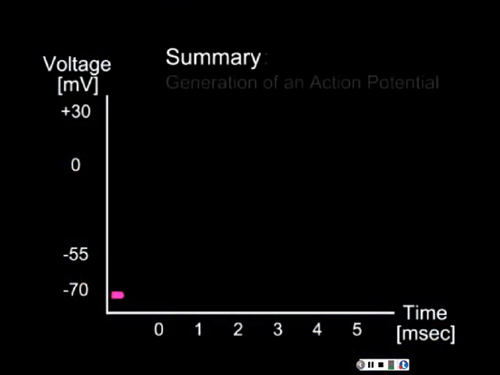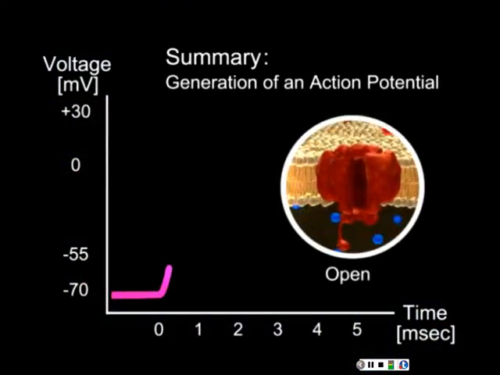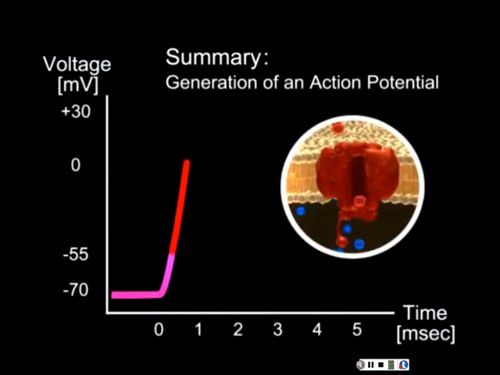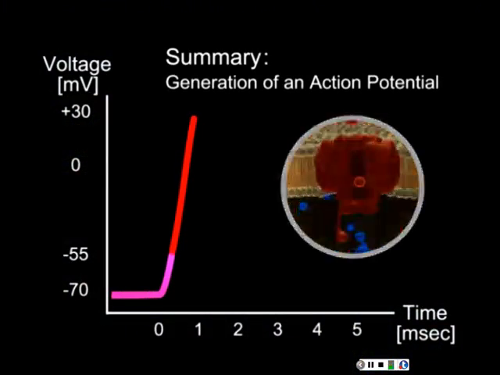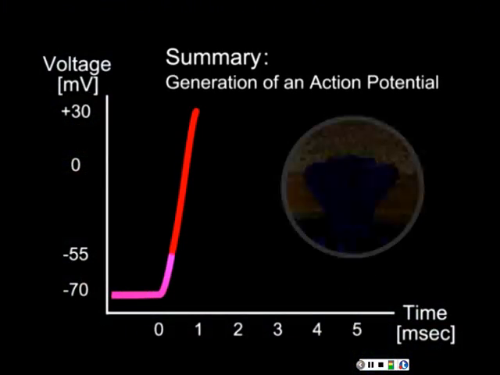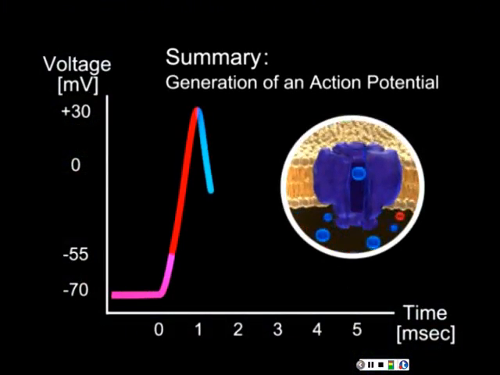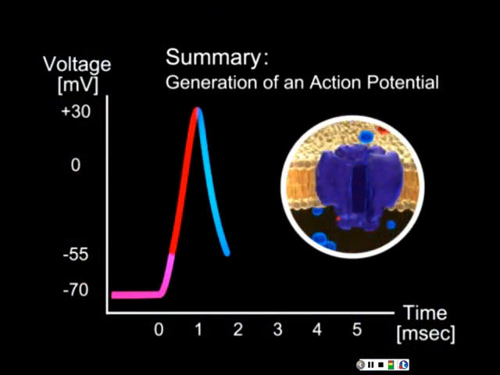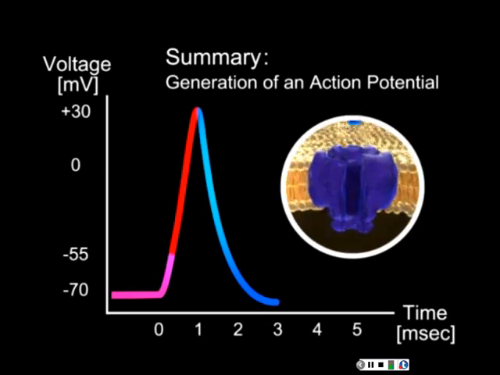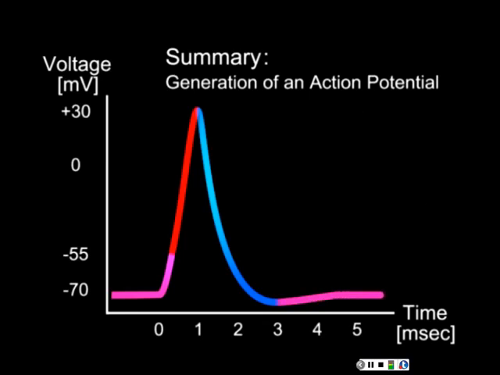Summary: generation of an action potential. A threshold stimulus opens voltage-gated sodium channels. Sodium ions diffuse into the axon, depolarizing it to plus 30 millivolts. Voltage-gated sodium channels close, and voltage-gated potassium channels open. Potassium ions diffuse out of the axon, repolarizing it to a negative value. The membrane potential briefly hyperpolarizes. Voltage-gated potassium channels close, and the membrane returns to the resting state of minus 70 millivolts.